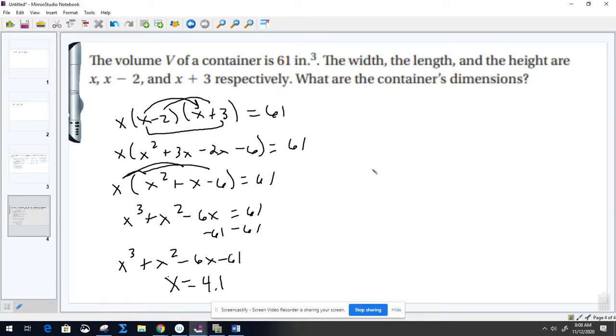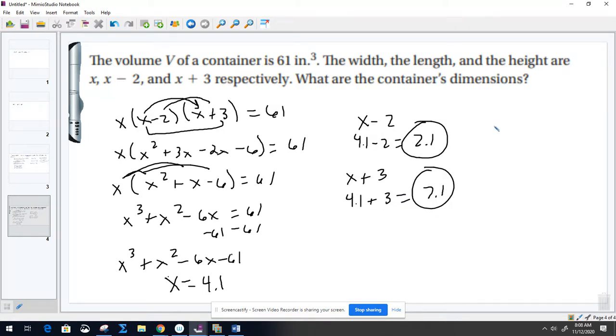And then now I've got to do x minus 2 and x plus 3. So I do 4.1 minus 2, which is 2.1. And I do 4.1 plus 3, which is 7.1. So my answers are 4.1, 2.1, and 7.1. Okay, so again, set the equation up, multiply, set it equal to 0, find where it crosses the x-axis.